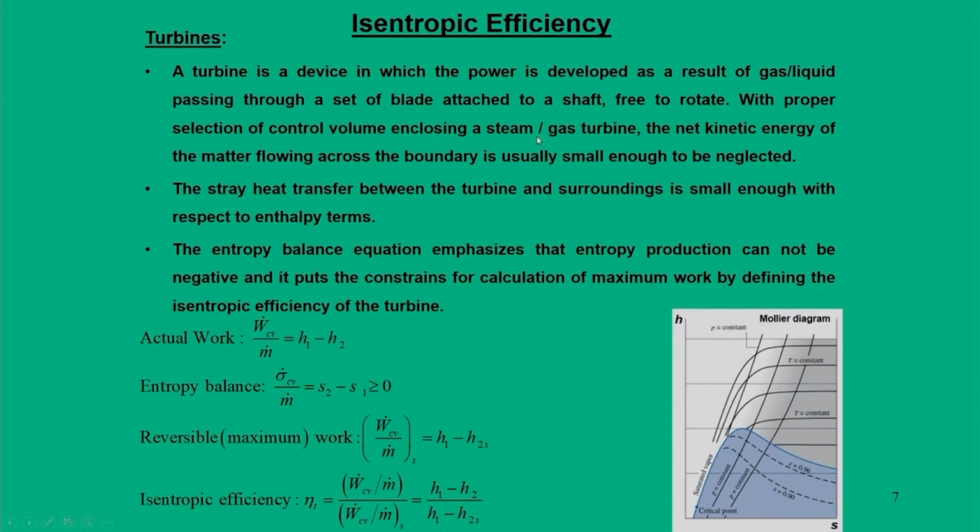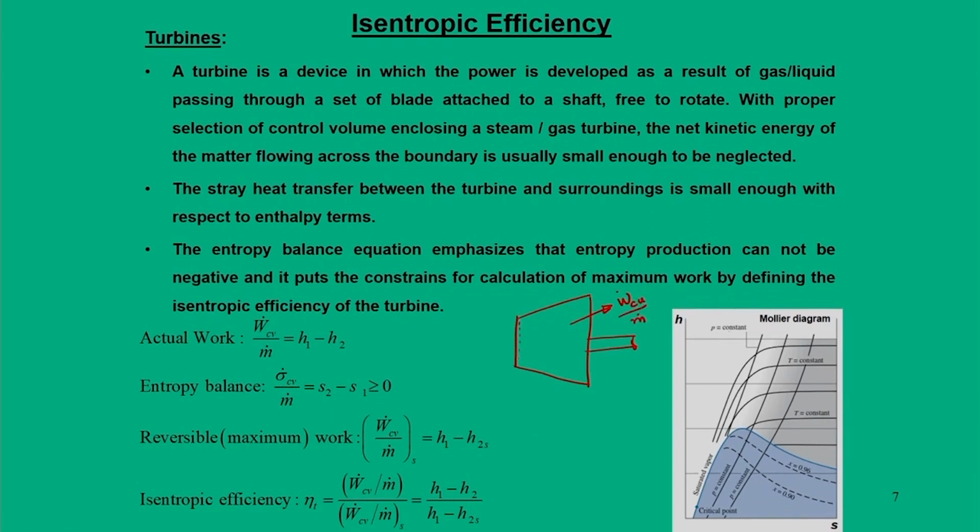So, I told you the turbine is designed for producing power. The change in the velocities associated with the system is normally neglected, because these are very small numbers as compared to other parameters. So, typically the turbine process is represented by a simplified diagram like this, in which we get work, W_cv by m dot.